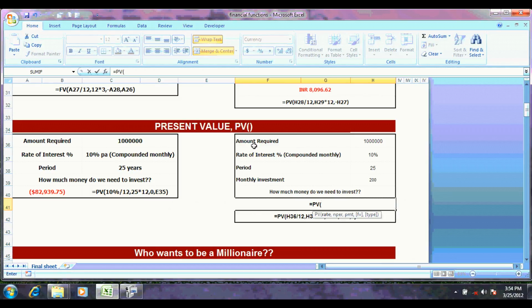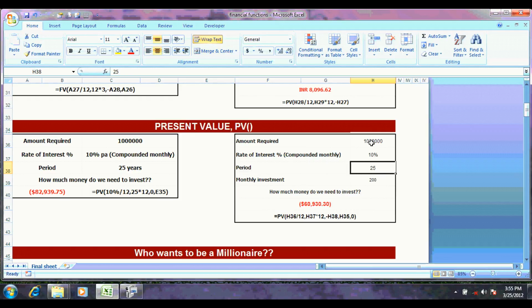Present value, first is rate. So rate is 10%, divided by 12, period is 25 years into 12, payment is minus 200, and future value is this. Press enter. So in today's terms you need to invest around 60,930 rupees, and you need to make a monthly payment of 200 rupees per month for 25 years. So you will reach this 1 million mark after a period of 25 years.